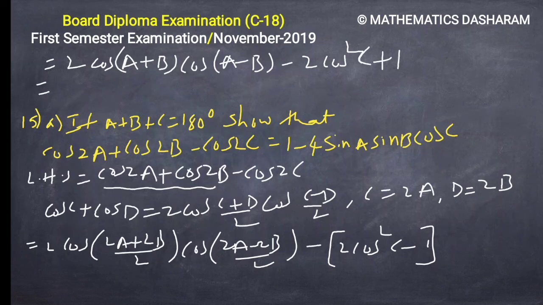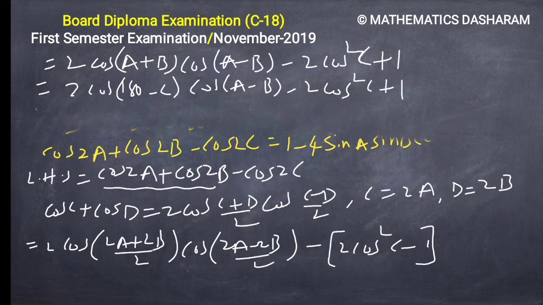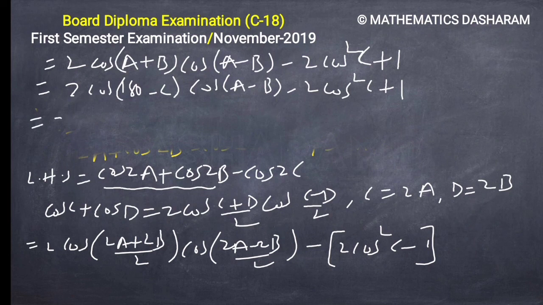So it is equal to 2 into cos (a plus b), which is 180 minus c, because in the question it is given that a plus b plus c equals 180 degrees. So cos (a minus b) minus 2 cos square c plus 1. So it is equal to 2 into cos (180 minus c) equals minus cos c. So then I am writing the minus symbol before 2. So minus 2 cos c into cos (a minus b).